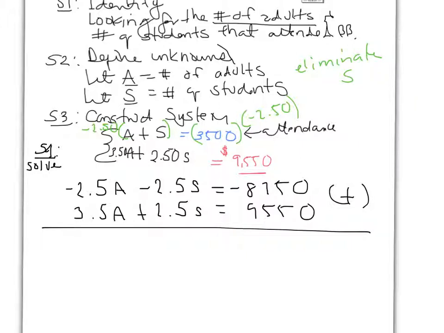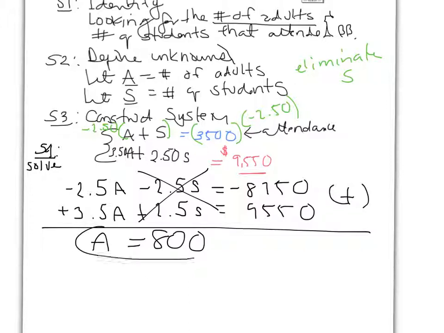Okay, so did this help? Well, 3.50 minus 2.50 is just $1. 1A, or you can just say A because it's positive. And S is gone, which is what we wanted. And then you just subtract these: 9,550 minus 8,750. I'm just doing it on the calculator. So A is 800. 800 what? 800 adults. Okay, 800 adults attended the game.